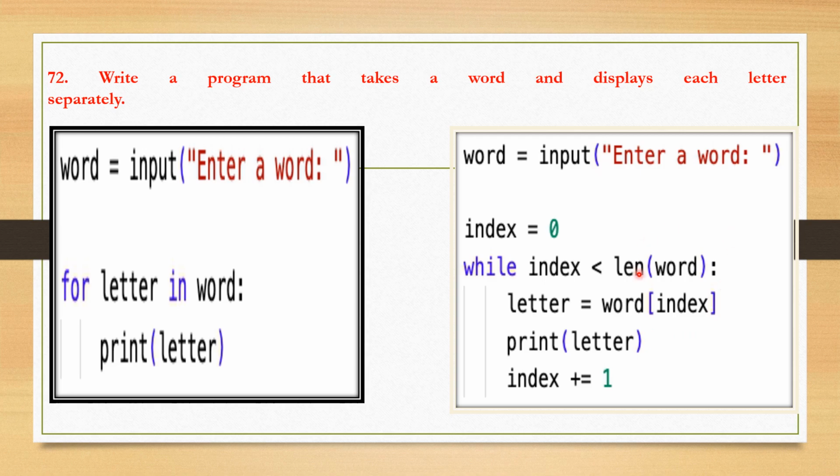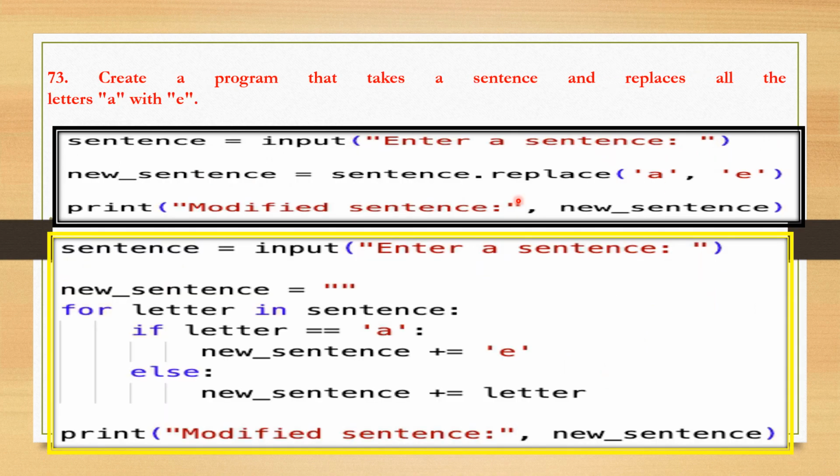Inside this loop, the program retrieves the character at the current index position using word[index] and assigns it to the variable letter. The program then prints the current letter using the print(letter) statement. After printing the letter, index is incremented using index += 1 to move to the next position in the word, and the loop continues until all characters in the word have been processed.